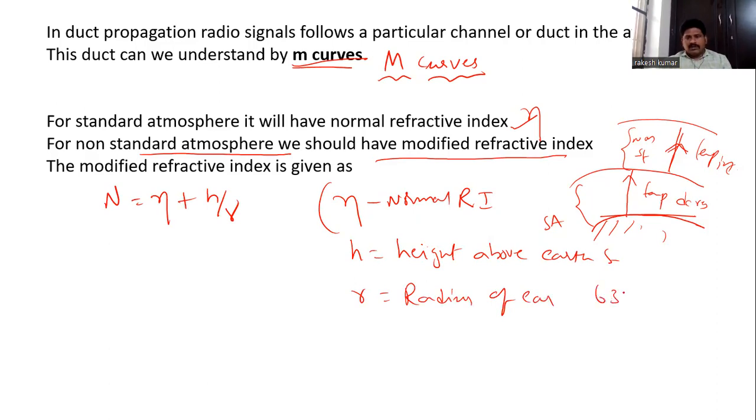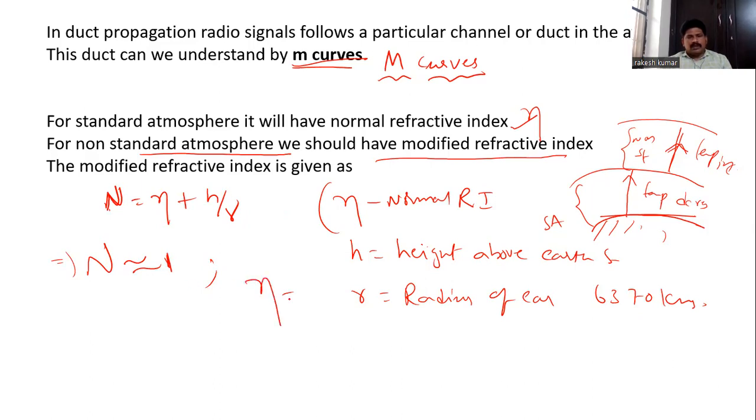The radius of the Earth is 6370 kilometers. So the modified refractive index N is equal to n plus h by R. If we observe clearly, the value of the modified refractive index is approximately equal to 1. Why?